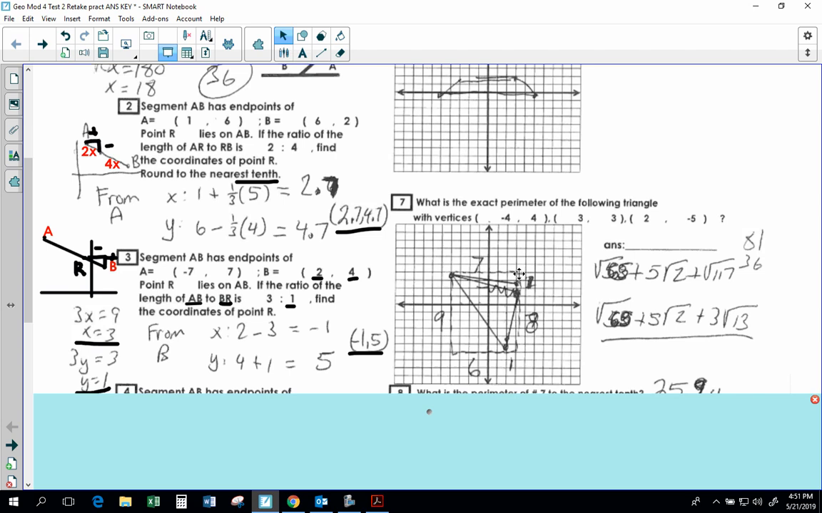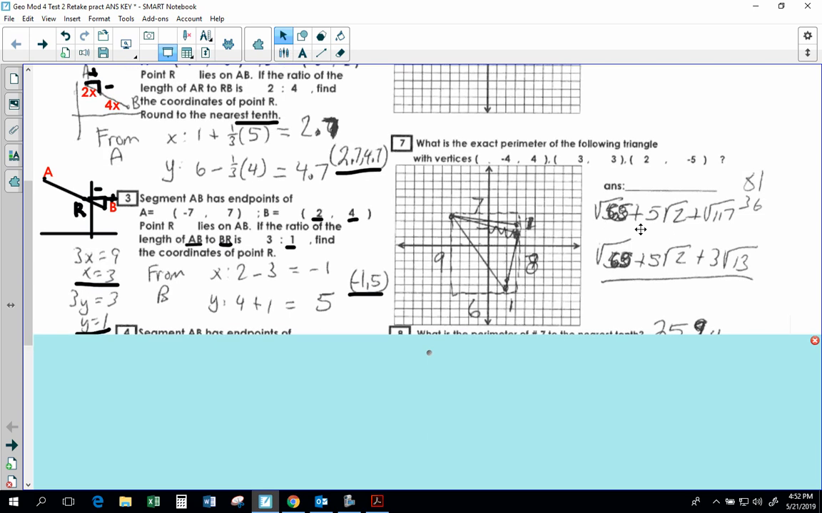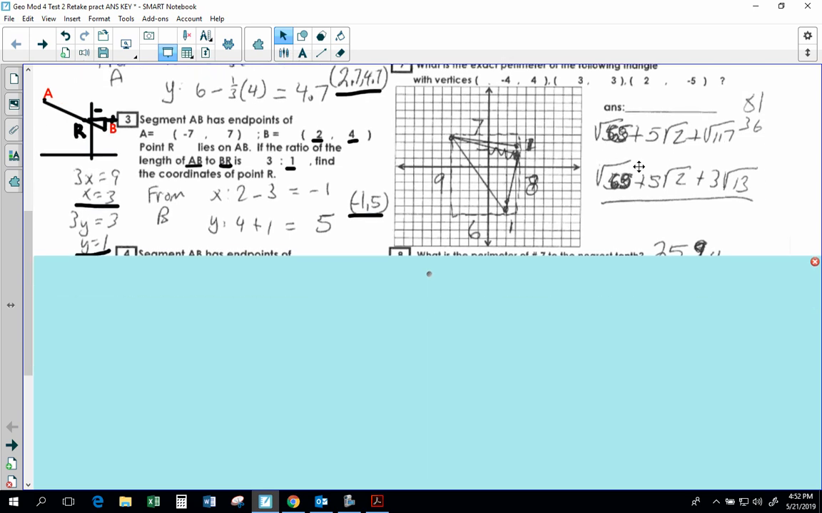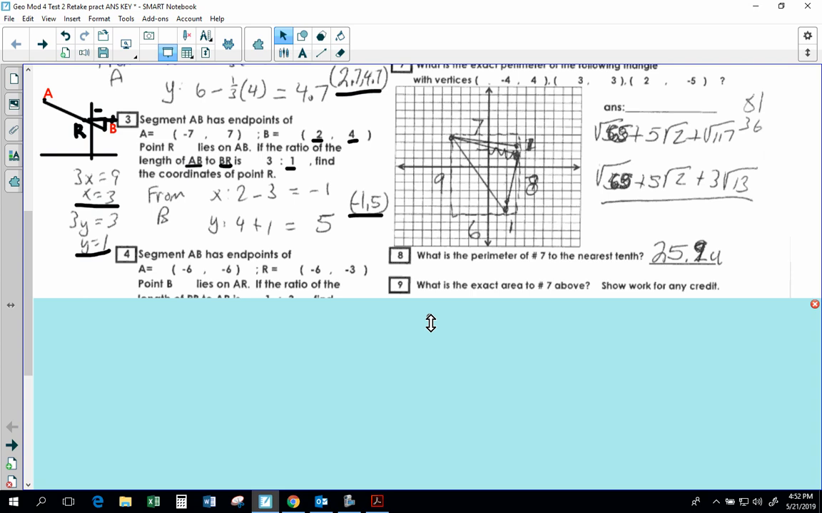And lastly, I'm going up 1 and right 7. So again, 7 squared plus 1 squared. 49 plus 1 is 50, which then simplifies to 5 root 2. 25 times 2, square root of 25 times square root of 2 is 5 root 2. Okay, so there's my exact answer. Then I take that answer and add them up, and just plug in the calculator, and I get 25.9 rounded to the nearest tenth. Okay, now we're going to use these same triangles.